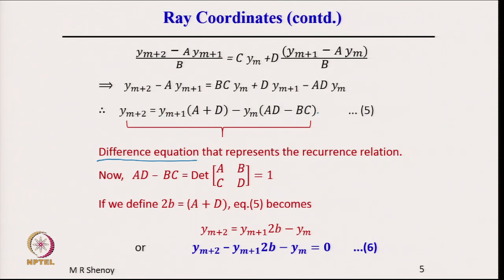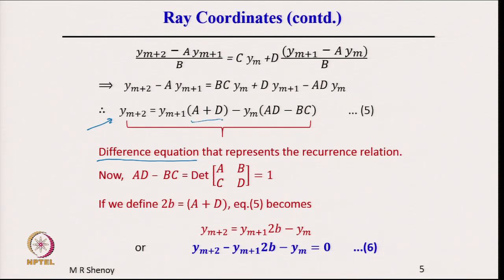Now, irrespective of the angle of propagation, we know that once the resonator is given, that means A, B, C, D are known, and therefore we have a recurrence relation of this form. Note that AD minus BC is the determinant, which is equal to 1, and therefore we write. Further, if we define A plus D as equal to 2b, then we can write equation 5 as y_(m+2) equals y_(m+1) into 2b.